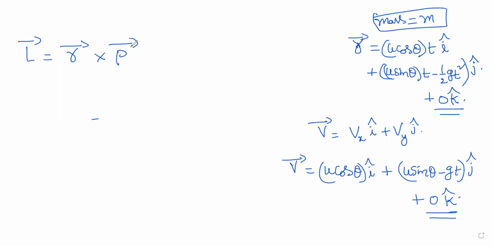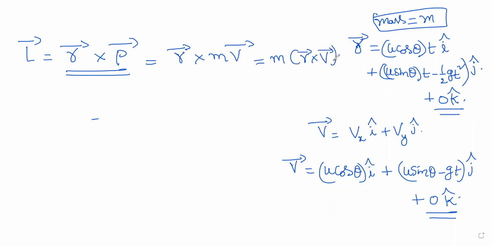So let us solve this problem. r bar cross p bar. Because p bar is nothing but m v bar, I will write r bar cross m v bar. This is what you are going to get, so m times r bar cross v bar. Let us put m out, and then to find the cross product, we need to solve the determinant. All of you know this very well. If you have a doubt, I have covered it in the vectors videos. You can watch how to solve the determinant. It's very easy.